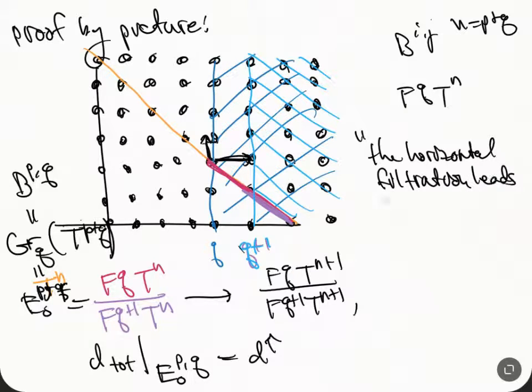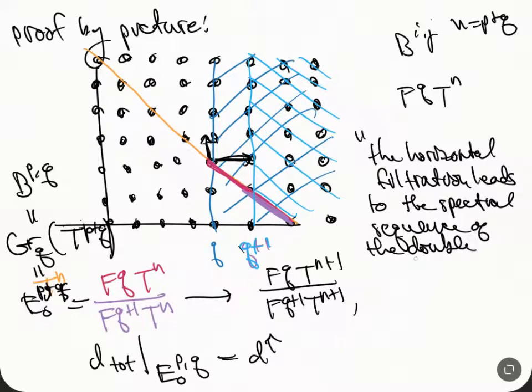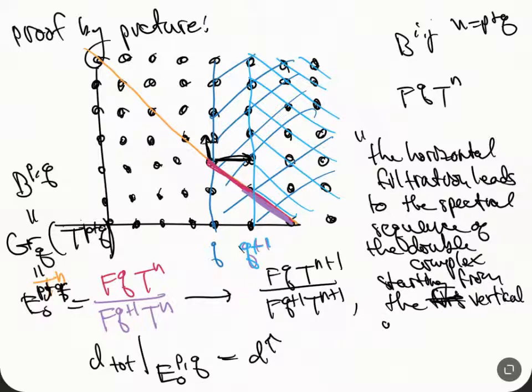So what this says is that the horizontal filtration leads to the spectral sequence of the double complex, starting from the vertical arrows. Okay, so that's all I wanted to say about that.